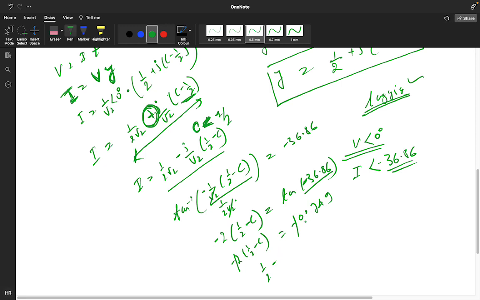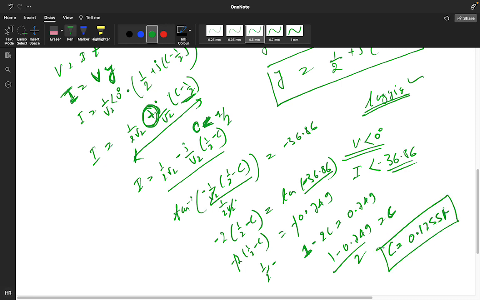And if you solve this, what you will get? 2 into 1 by 2 is 1, minus 2C, it's 0.749. So 1 minus 0.749 divided by 2 will be the value of C. So 1 minus 0.749 divided by 2. How much value are you getting? C value is 0.1255 farad. This is your answer.